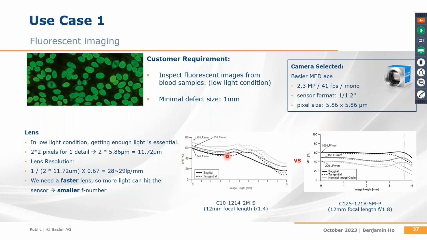Look at the two MTF graphs from these two different lenses. The lens on the left with the smaller f-number, also called a fast lens, will be more suitable for the customer in this use case.